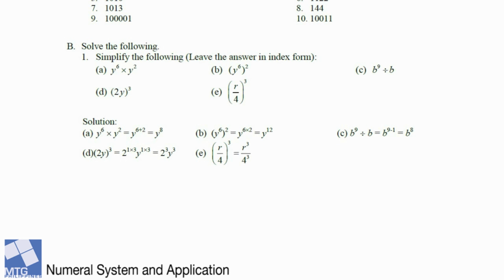For part D, this is the application of the first rule that we talked about a while ago. So this is the third power of 2 times y. So this is simply 2 raised to 3, then times y raised to 3, or simply 2 cubed times y cubed. Similarly, for part E, we have the cube of r over 4. So this is simply r cubed over 4 cubed.